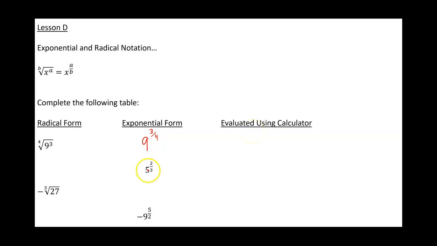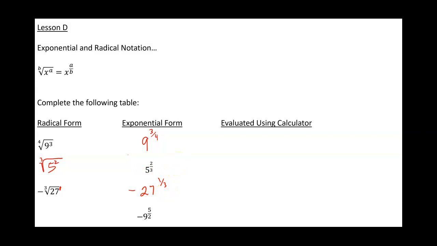We have 5 to the 2/3. Now remember, the denominator is the root, so we're going to have the cube root of 5, and then the numerator becomes the exponent, so this will become the cube root of 5 squared. Okay, then you have negative cube root of 27, so the negative sign doesn't change. If there's no exponent, there's like an invisible 1 here, so we're going to have negative 27 to the 1/3 power.